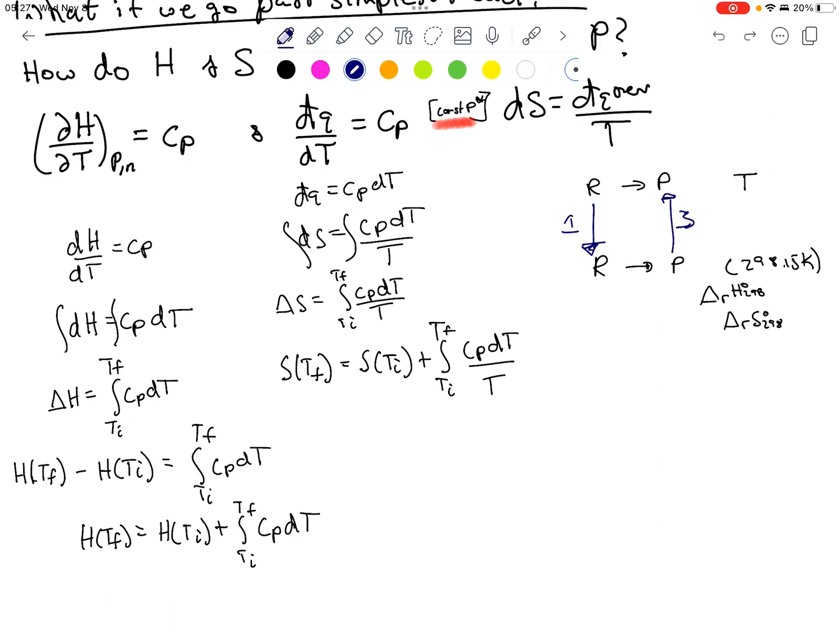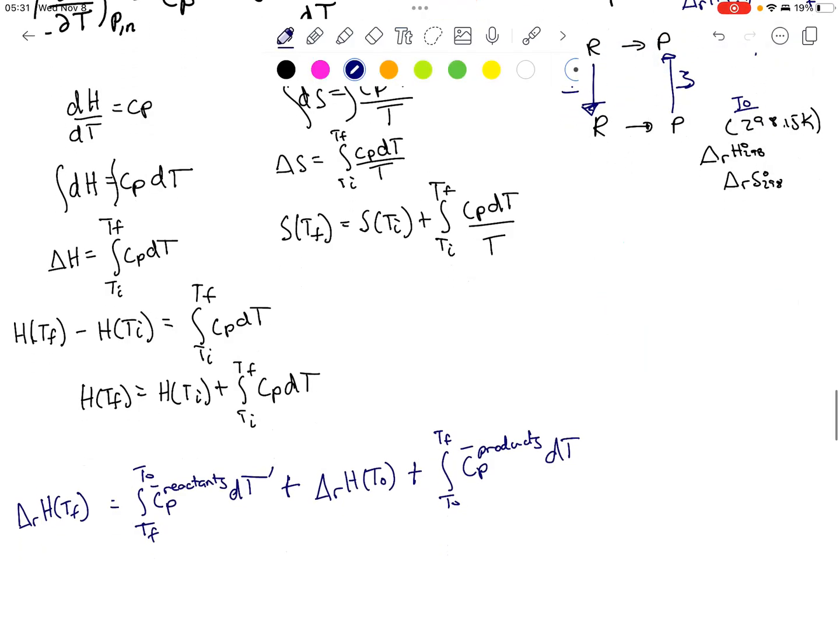So I could say this here, which I'm going to call delta R H at some new temperature T, and delta R S naught at some new temperature T.